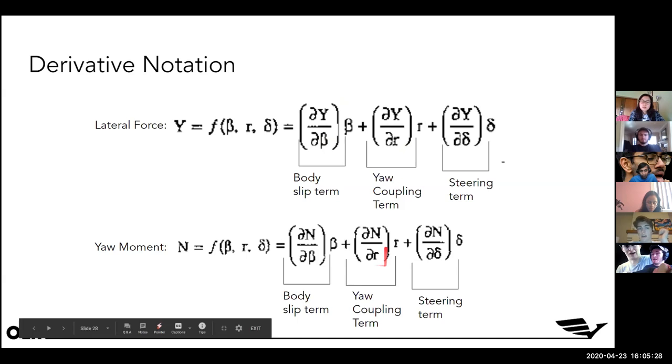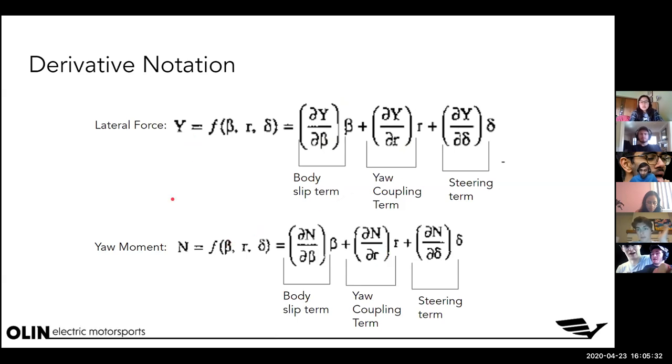So we're going to do that for both of these. We're going to say, okay, the lateral force and the yaw moment are functions of three quantities, which is body slip angle, yaw velocity, and steering angle. And there's some constant times those different quantities that's going to tell us how much lateral force we have and how much yaw moment we have.